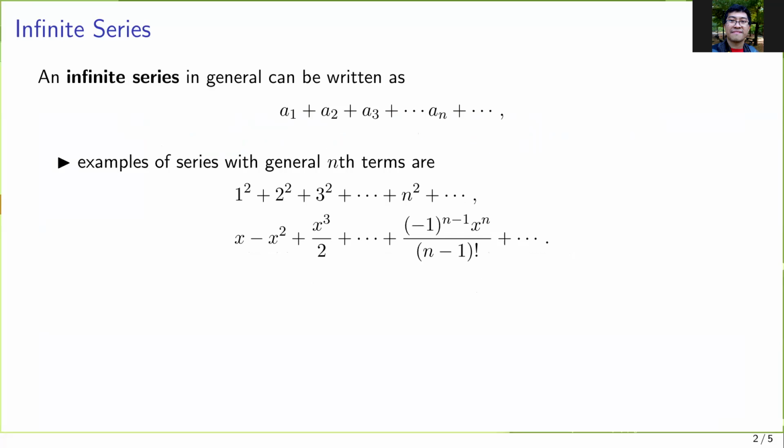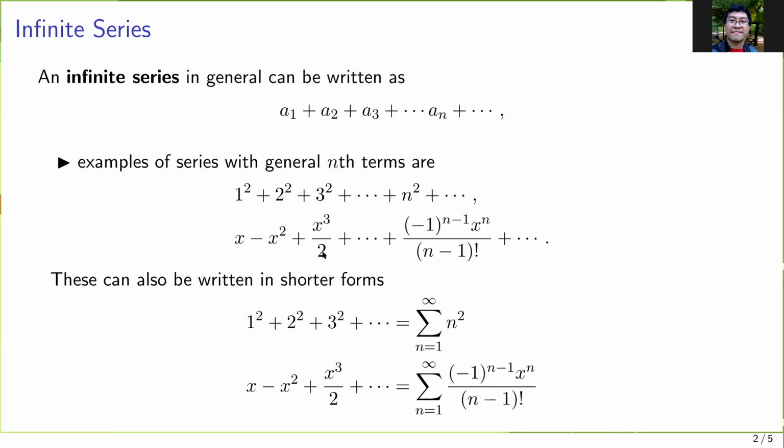So for example, you have a series with general nth terms as 1 squared plus 2 squared plus 3 squared. So the nth term can be written as n squared. We can also have x minus x squared plus x cubed over 2 and so on up to minus 1 to the power of n minus 1 times xn divided by n minus 1 factorial.